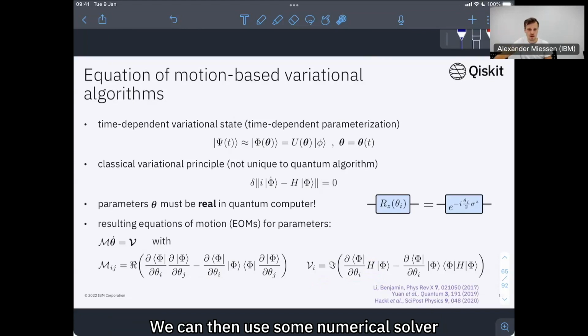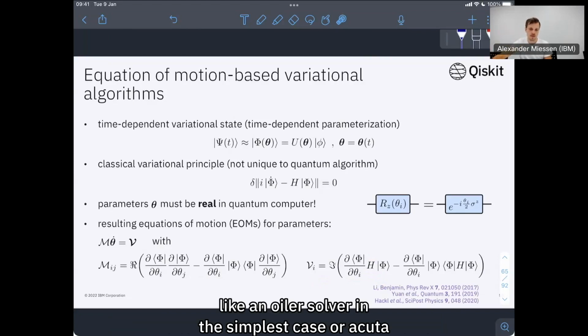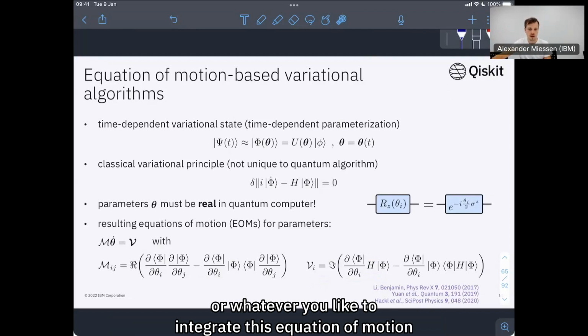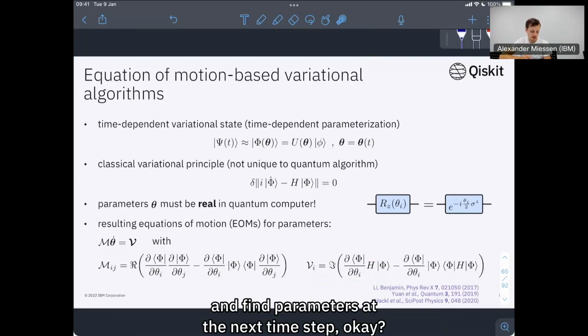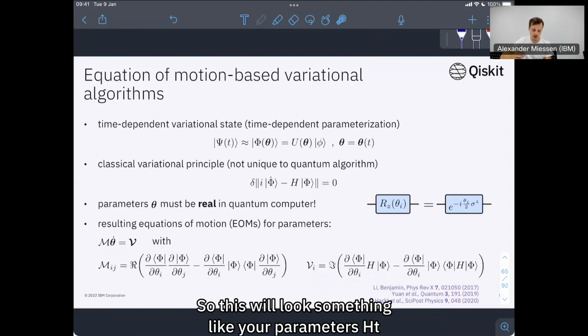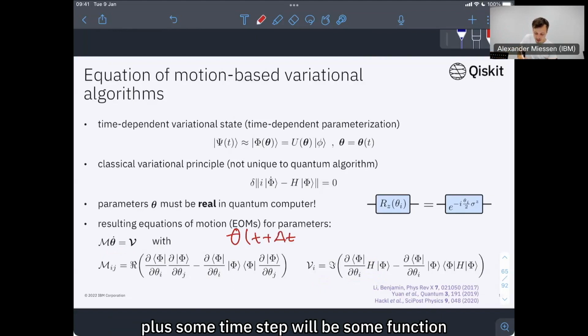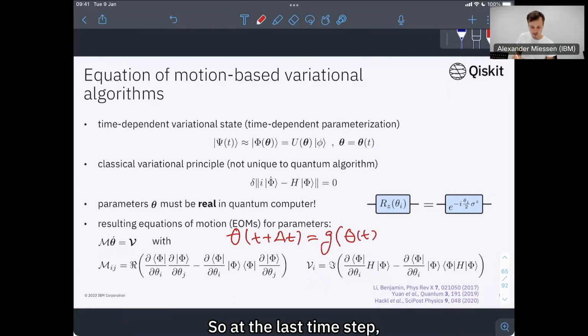We can then use some numerical solver like an Euler solver in the simplest case, or a Runge-Kutta, or whatever you like, to integrate this equation of motion and find parameters at the next time step, okay? So this will look something like: your parameters at t plus some time step will be some function of your parameters at t, so at the last time step, as well as the inverse of M and V, okay, in this case here.